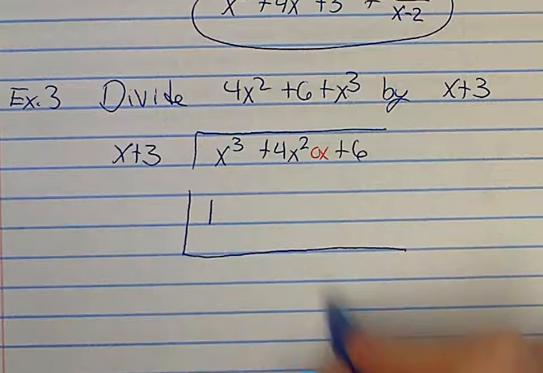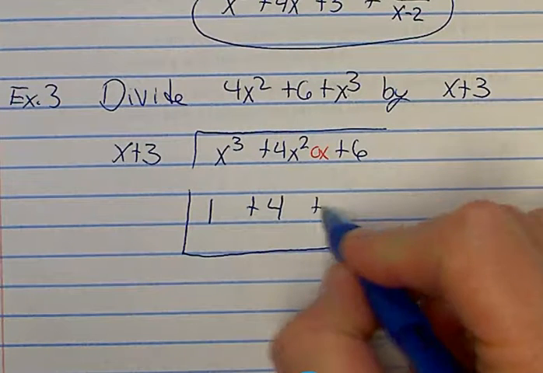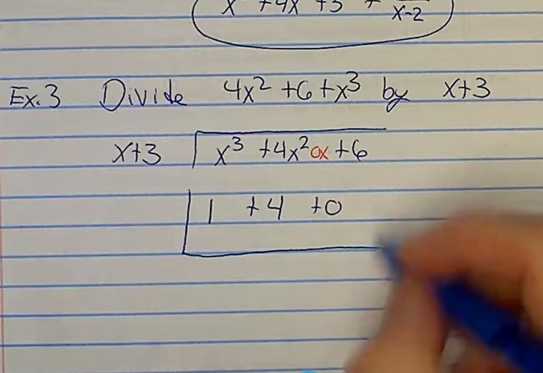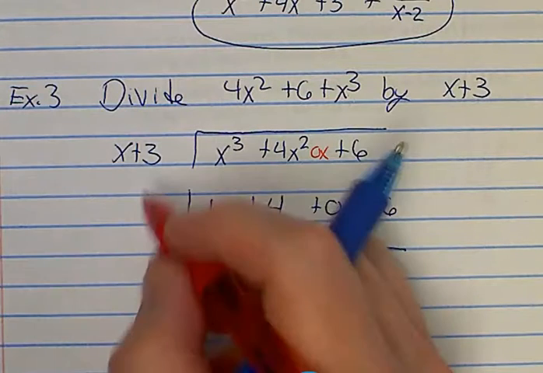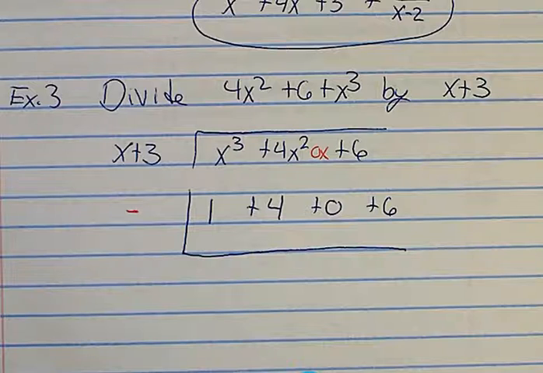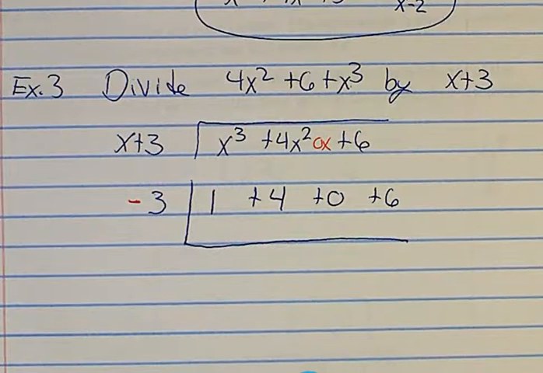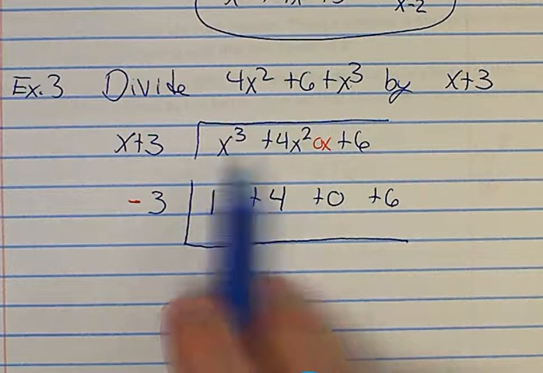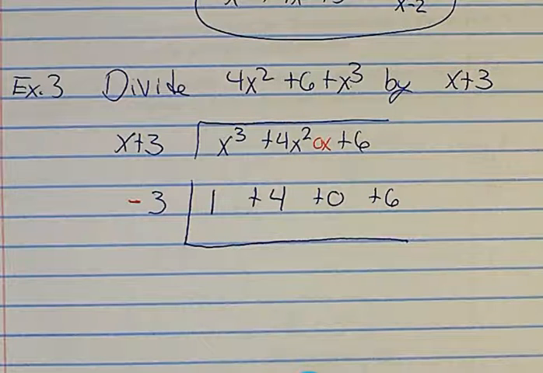So we've got 1x to the third plus 4x squared. In the 0, you can put a plus in front of that, even though it doesn't really matter because it's 0. But we'll put a plus 0 and then plus 6. And on the outside, we're going to change it from a positive 3 to a negative 3. Okay, so terms are in descending order, and again, we had to put the 0 in there for the x because we skipped the x term, so we've got to put a 0 in there as a placeholder.